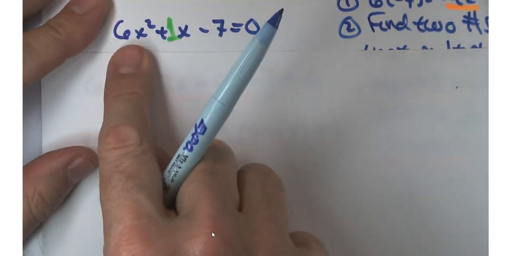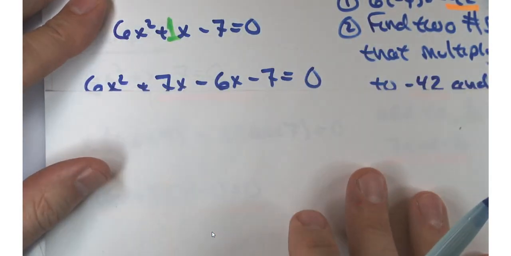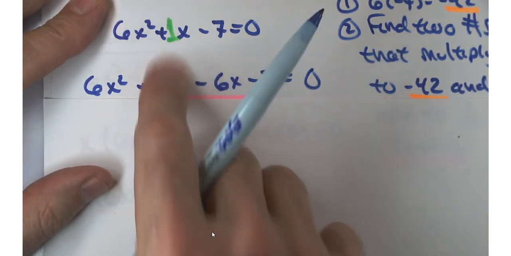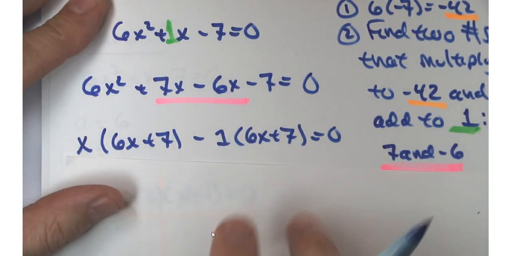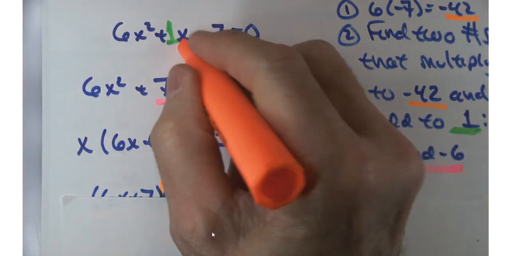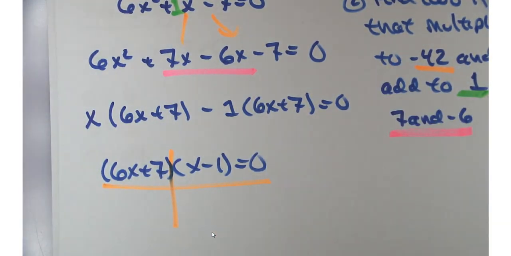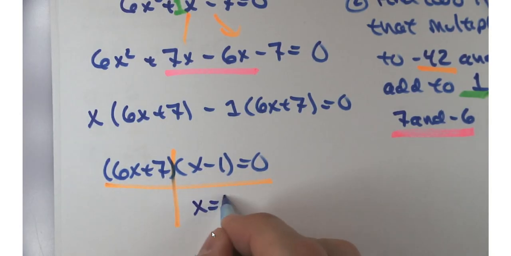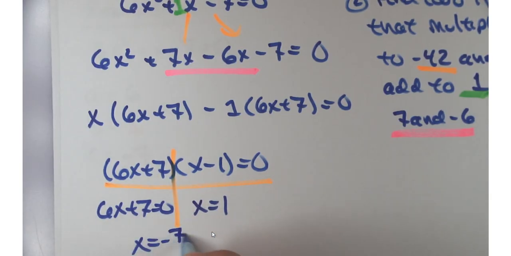6x squared plus x minus 7 equals 0. If we multiply 6 times negative 7, we get negative 42. Find two numbers that multiply to negative 42 and add to 1. Those two numbers are 7 and negative 6. So you split up that middle term into 7x and negative 6x, and you end up factoring it. You have two things that multiply to give you 0. x minus 1 is 0, which means x equals 1, or 6x plus 7 equals 0, which means x equals negative 7 over 6. Done.